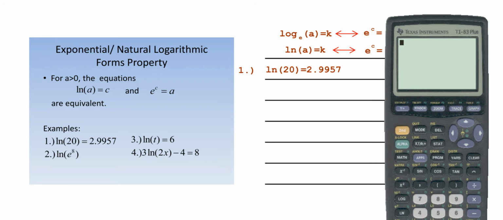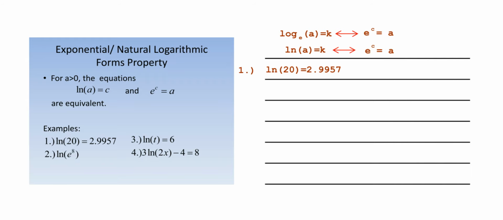So on your calculator, clear anything you have, push the ln button, once again right next to your number 4 keypad, or right below your log button, push the ln, put a 20, close your parentheses, and hit enter. You'll notice that you get 2.995732, etc. It's a continuous number. So this is a rough approximation. So there it is, our rough approximation.